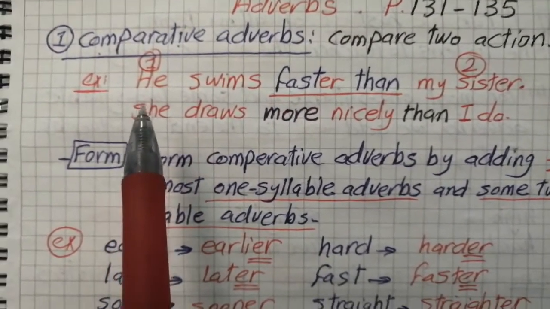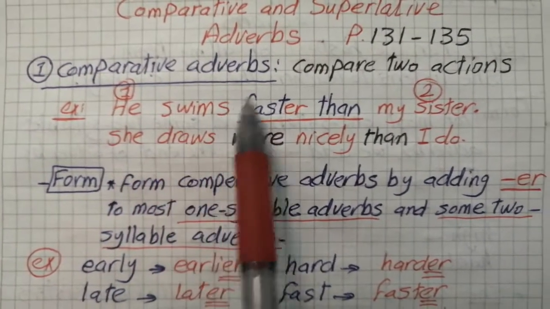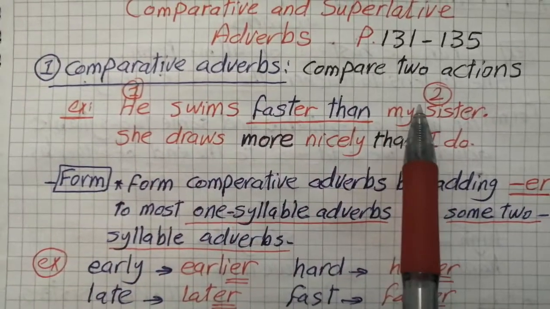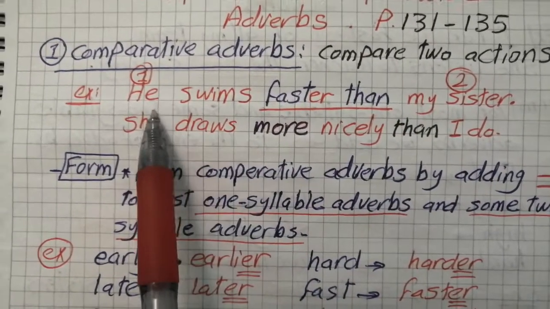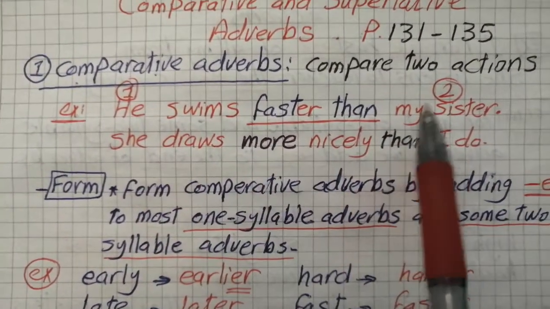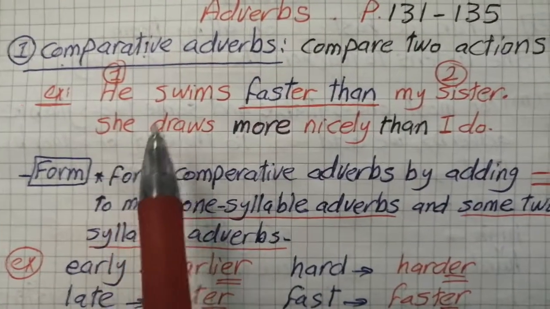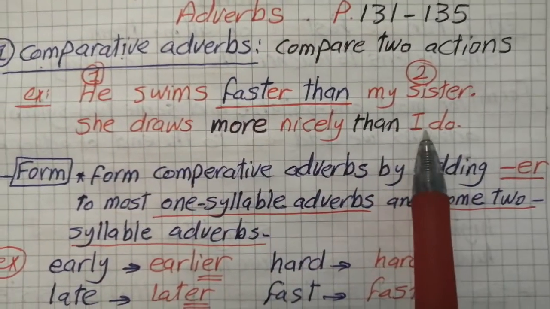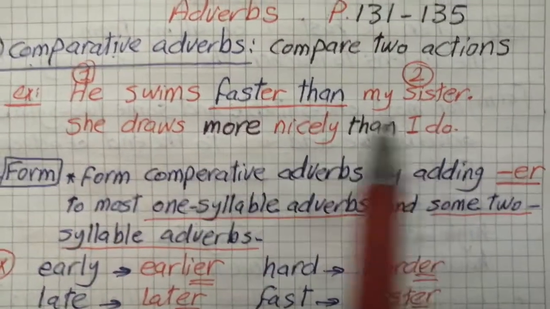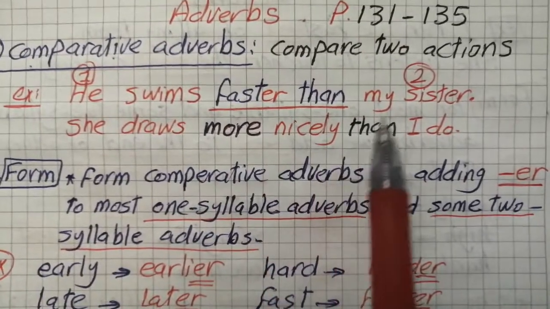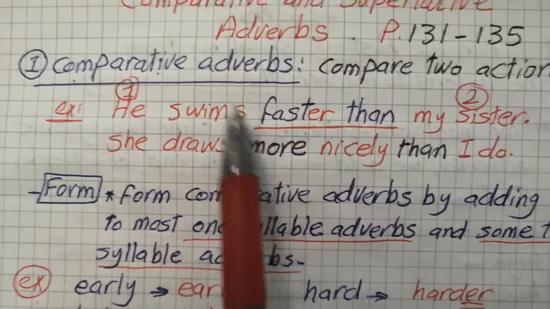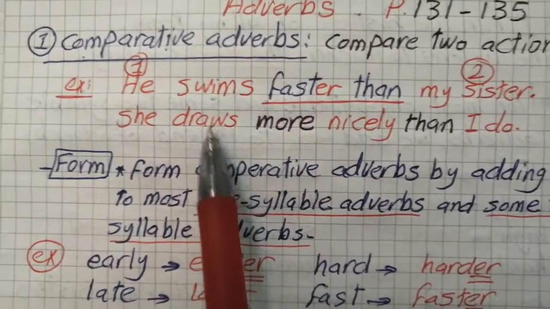For example, he swims faster than my sister. Here I'm not comparing between he and my sister. No, I'm comparing between the way he swims and the way she swims. So he swims faster than my sister. Number 2, she draws more nicely than I do. I'm comparing between the way she draws and the way I draw. So I'm comparing, in the first sentence, the action of swimming, and in the second sentence, the action of drawing.